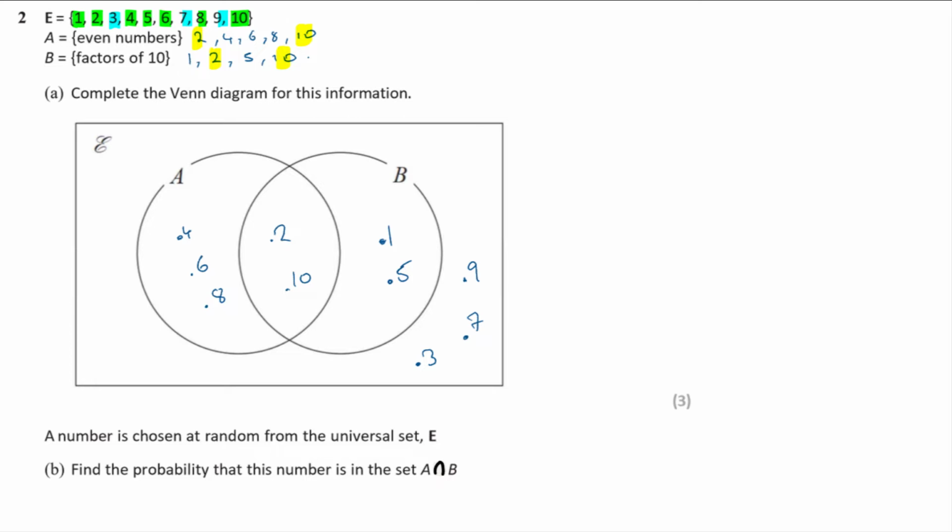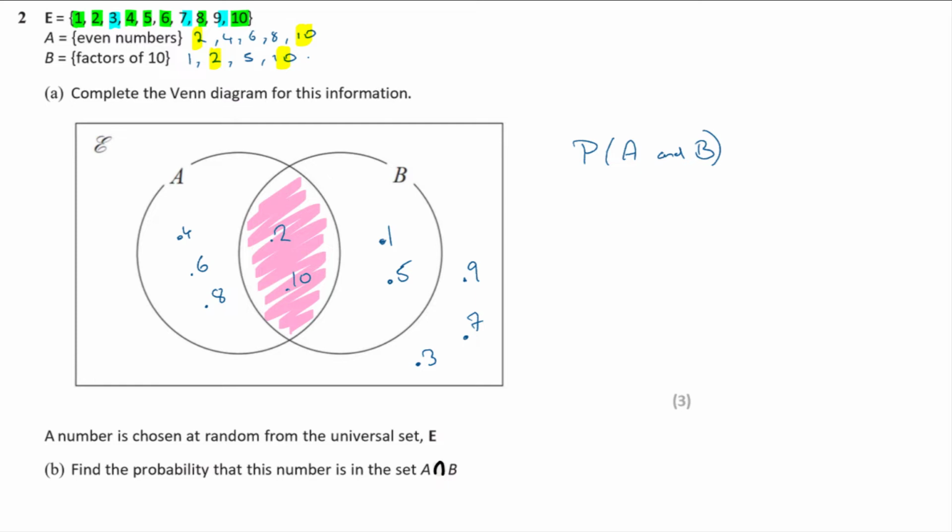Right, now part B says a number is chosen at random from the universal set. Find the probability that the number is in the set A intersect B. Okay, so what does intersect mean? Intersect means and. So it needs to be the probability that it's in set A and it's in set B. Basically it's the bit in the middle, isn't it? This is the bit we're talking about. This is in A and in B.